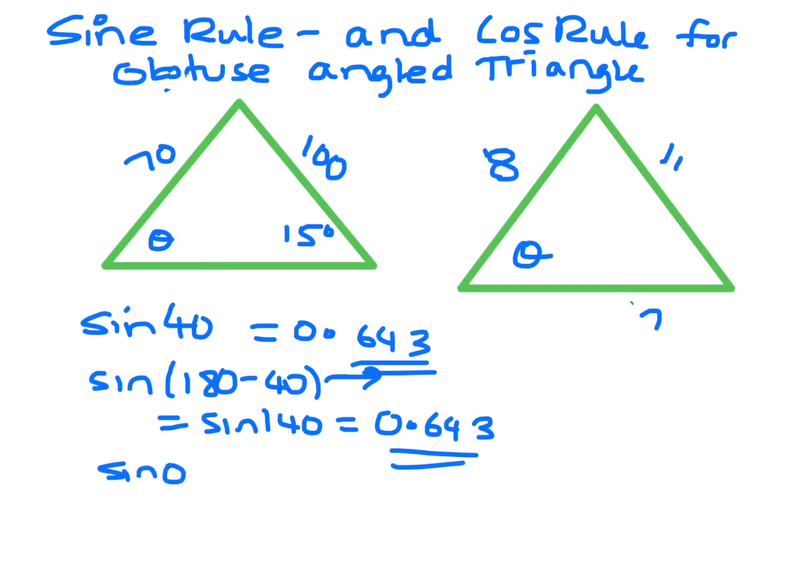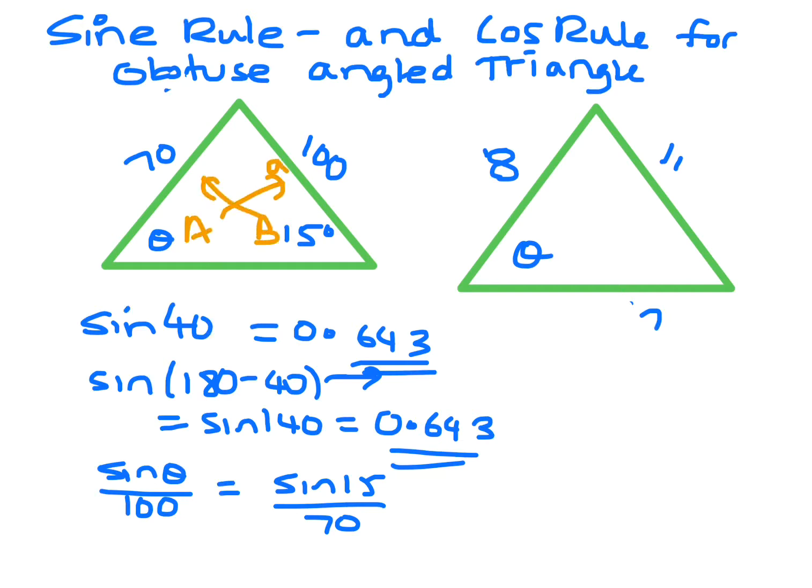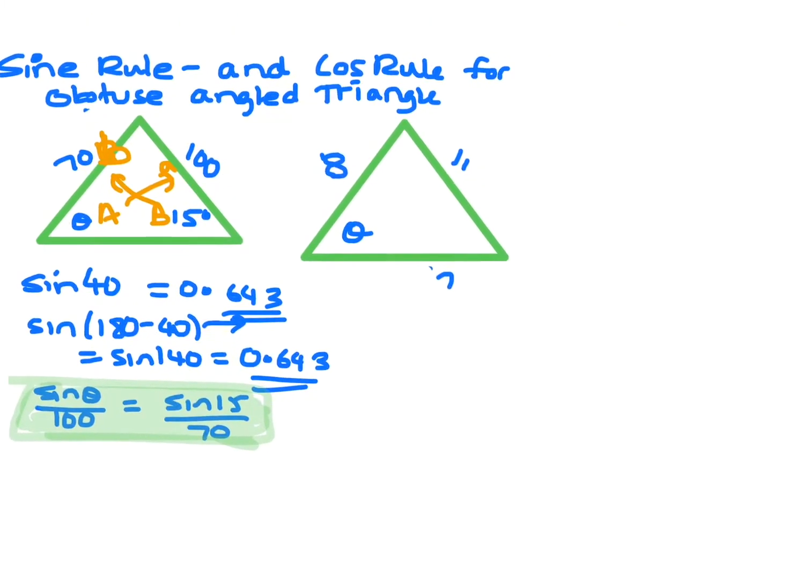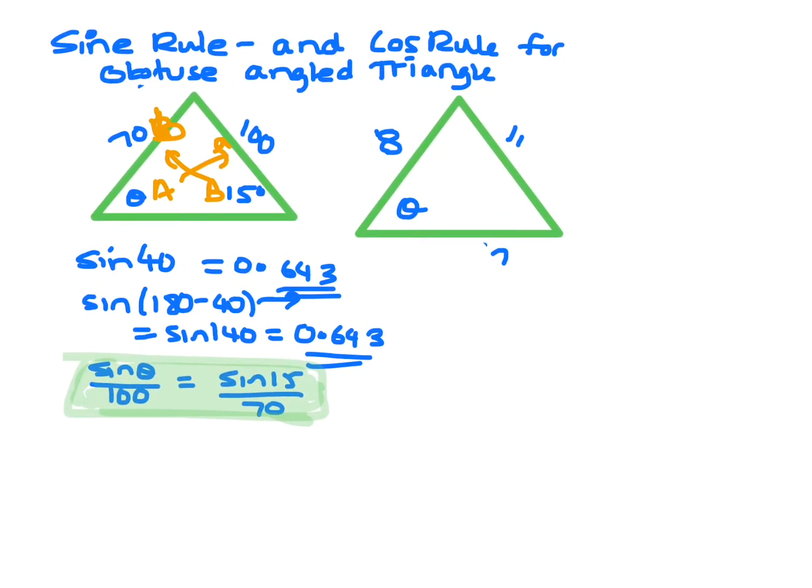So when you're doing the sine rule, that's why you need to consider both the obtuse angle and the acute angle. Because if you look at this triangle, that is big A over little a, big B over little b, which is that. And so it becomes sine theta on 100 over sine 15 on 70. And let's just go and find theta. Because it is the sine rule, we also have to consider the obtuse angle as well.